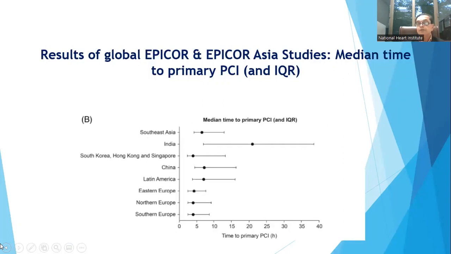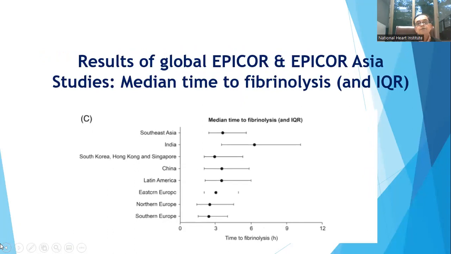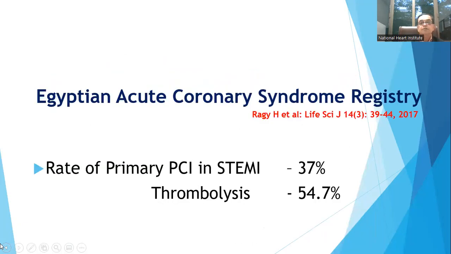Similarly, if we look at the median time to primary PCI, in many parts of Southeast Asia and Europe it is still ranging between 5 to 8 hours. In India, even now it is 15 to 20 hours. If we see the median time to fibrinolysis, similarly this time is 3 to 5 hours. In India, this time is still 6 to 7 hours.